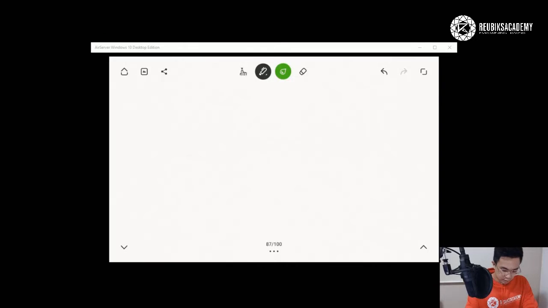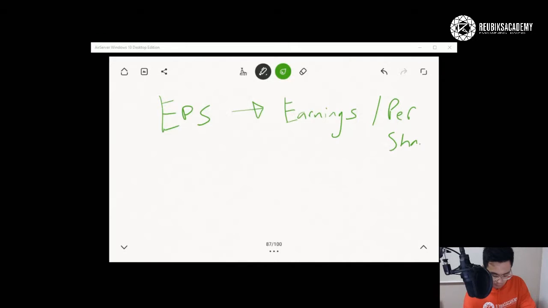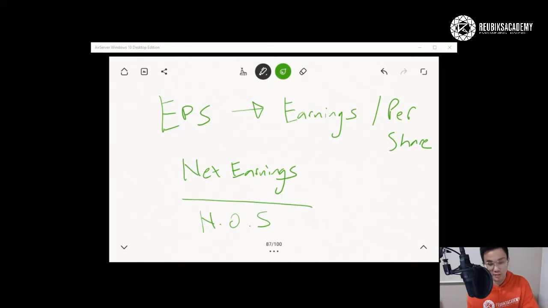Now, earnings per share, denoted as EPS, basically refers to earnings per share. This is pretty simple. What you do is you take net earnings, or what is known as net profit, divided by the number of outstanding shares, or number of shares outstanding. Net earnings is basically gross profits, that means everything that you earn from selling your product or service, minus all operational expenses. We call it OPEX for short. After you take gross profits minus OPEX, you will get net earnings.